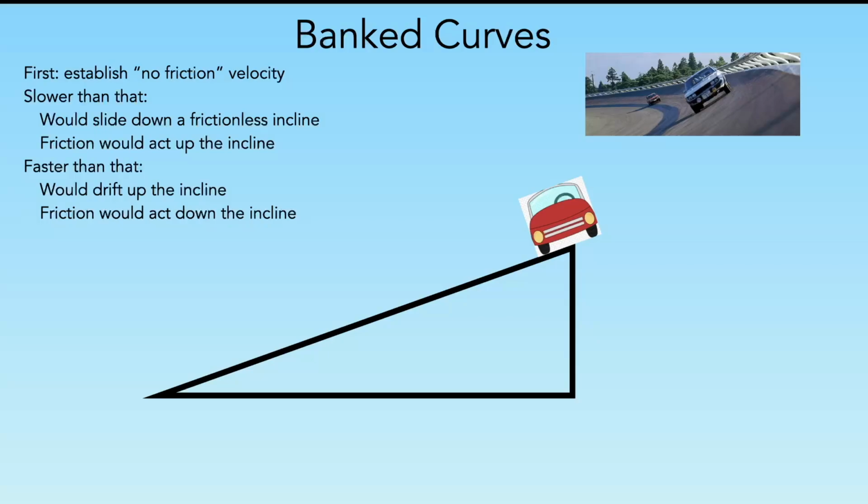Okay, so slower, I always think of it, the easy one to do is zero velocity. Zero velocity, that car is going to slide down the ramp. Friction must be acting up the ramp. If it's going faster than the critical velocity, well, clearly the friction would act down the ramp.